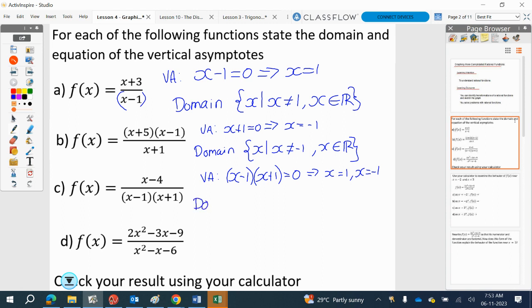The domain has two excluded values. So when we want to know what is the excluded value, this is the ones that we're excluding from the domain. So watch out for the word excluded value. The excluded value is the value that's excluded from the domain. This one's going to have two excluded values. Otherwise, it's applied over all real numbers.